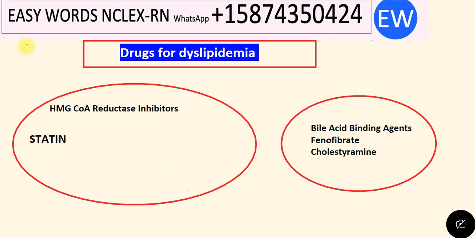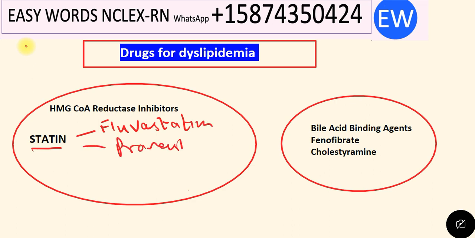Drugs for dyslipidemia. First of all, we have hydroxymethylglutaryl coenzyme A reductase inhibitors. These drugs mostly end with the word statin, such as fluvastatin. Then it can be pravastatin.